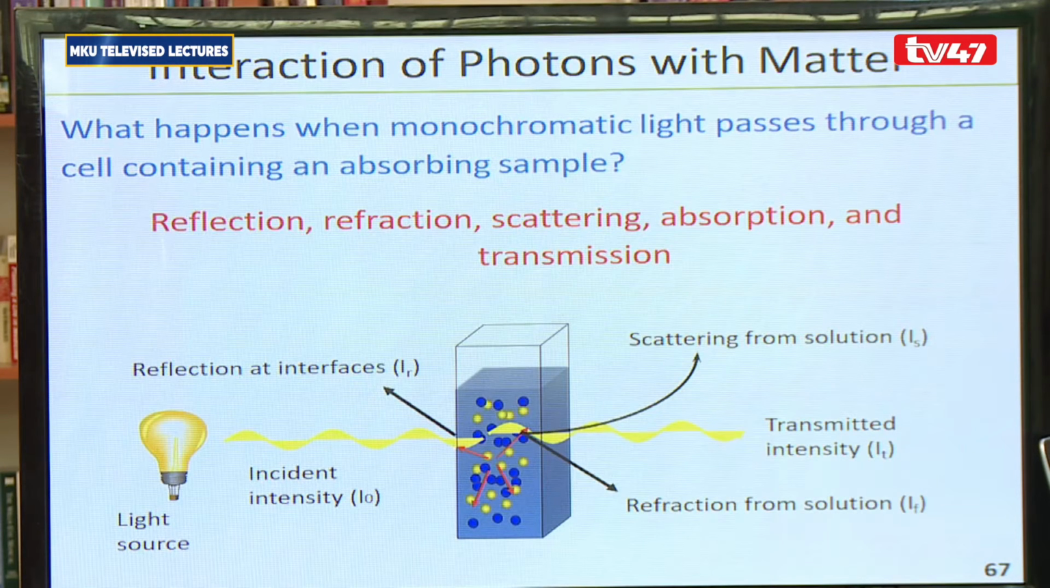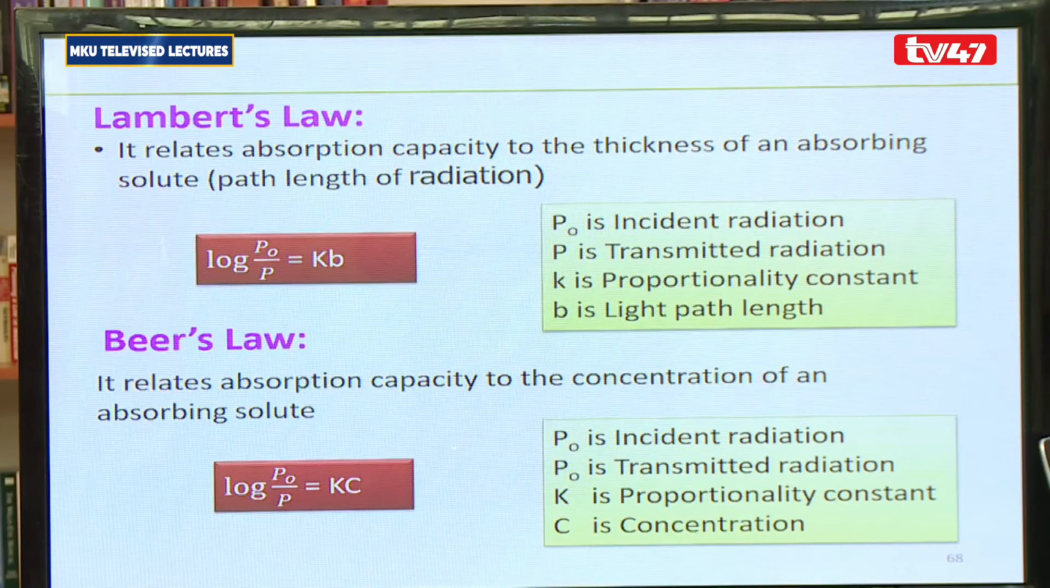And our interest now is to measure how much was absorbed so that we can use it for quantitative analysis. For us to be able to use this in quantitative analysis, there are two laws that were derived some time back, one by Lambert, the other one by Beer. The one by Lambert relates absorbance, which we define as the logarithm of what is incident. P0 is the incident radiation, whatever is coming from your lamp through the wavelength selector onto the sample.